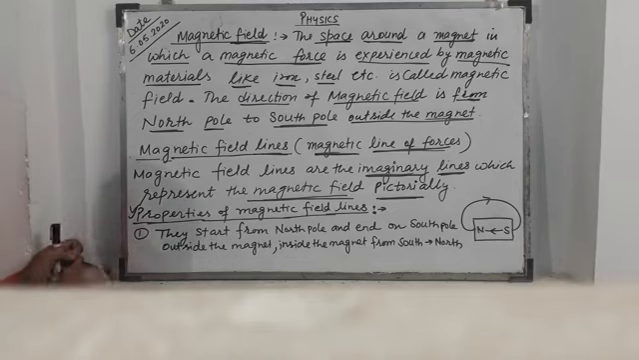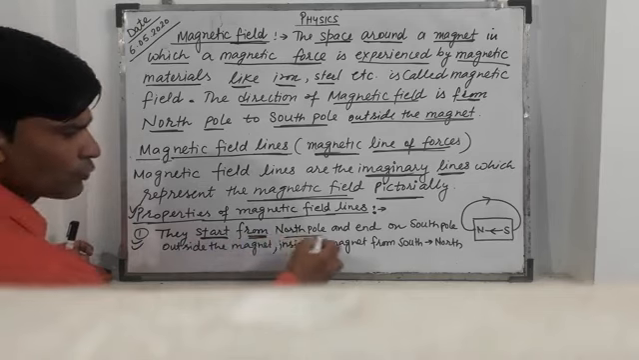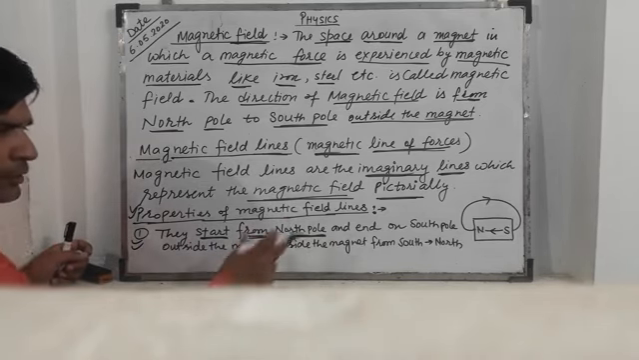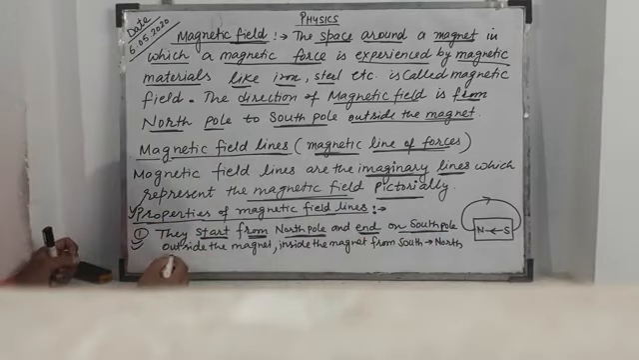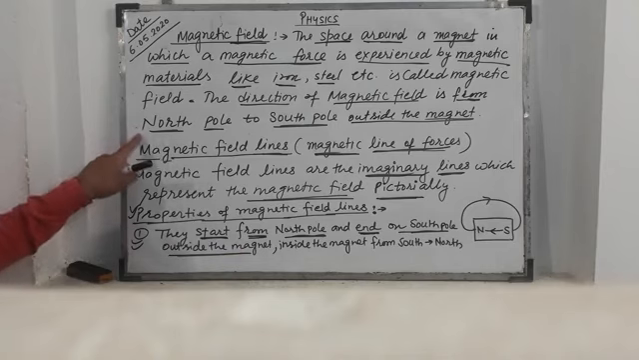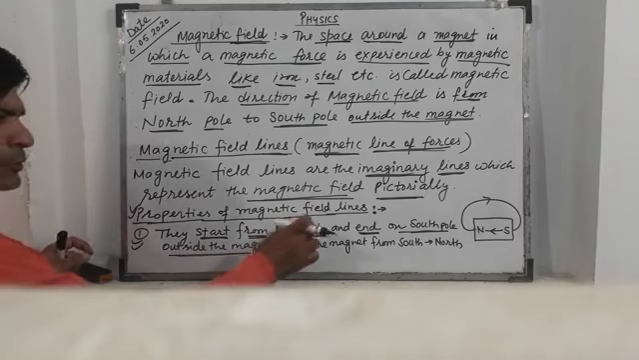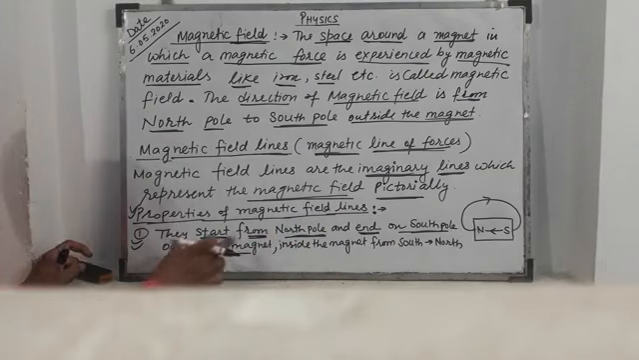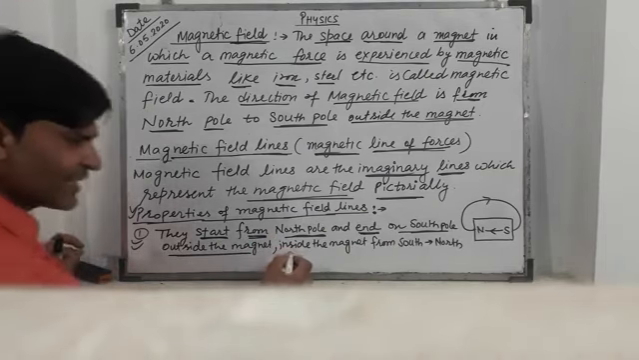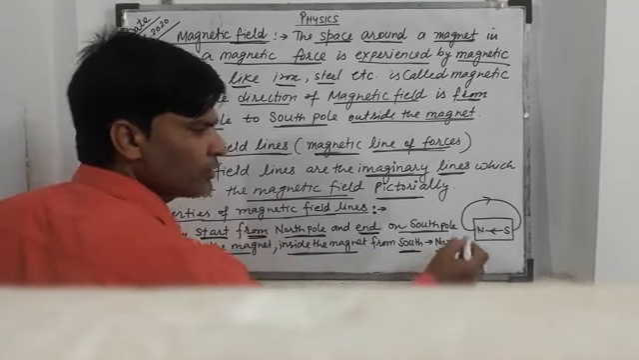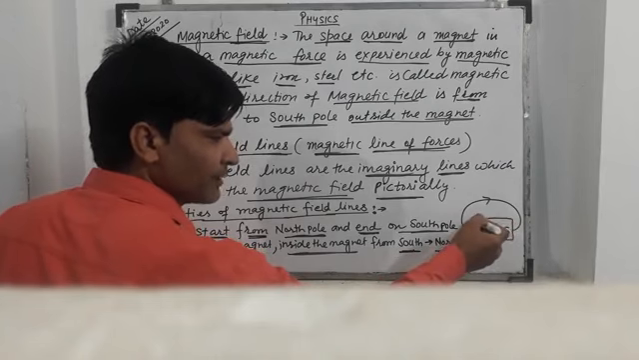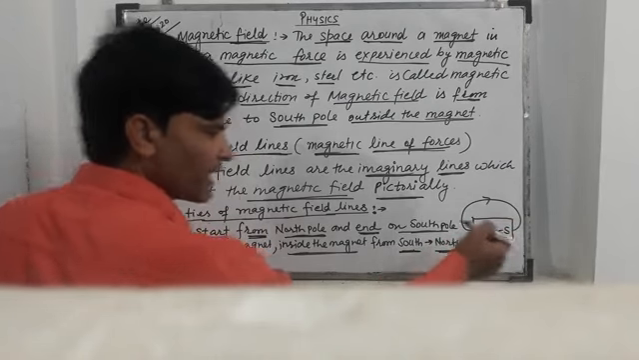Now we have some properties of magnetic field lines. The first property is that they start from the north pole and end on the south pole, outside the magnet. Inside the magnet, they start from the south and end on the north. We can see this from the diagram.